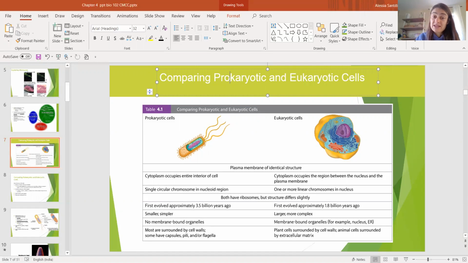Prokaryote therefore means before the nucleus. So if it came before the nucleus, it doesn't have a nucleus. And eu means true, so eukaryote means true nucleus. So prokaryotic cells came before the nucleus and they do not have the nucleus or any other membrane-bound organelles. Eukaryotic cells have a true nucleus and therefore also have other membrane-bound organelles. So this is a major difference between prokaryotic cells and eukaryotic cells.